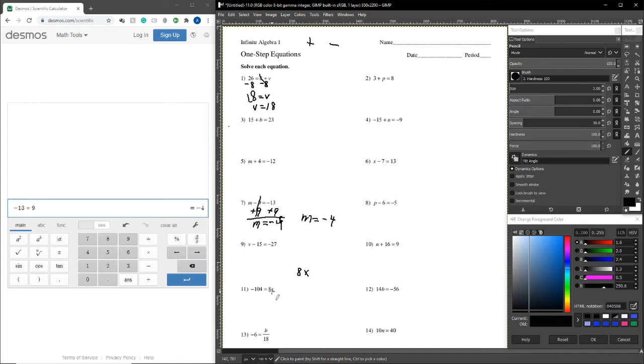So if I have 8x, this really means 8 times x. If I wrote 8 times x, it would look like I have 2 x's in a row. So they don't do that. In algebra, we just put the number right by the letter, and you need to remember that that means times.